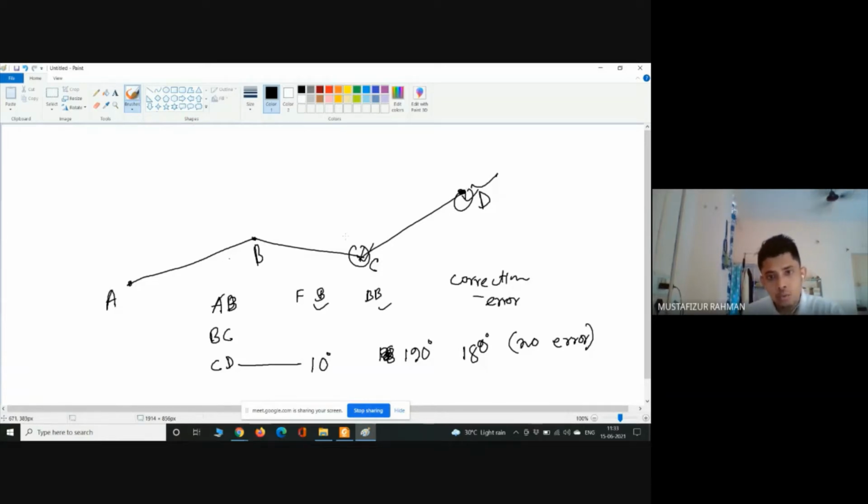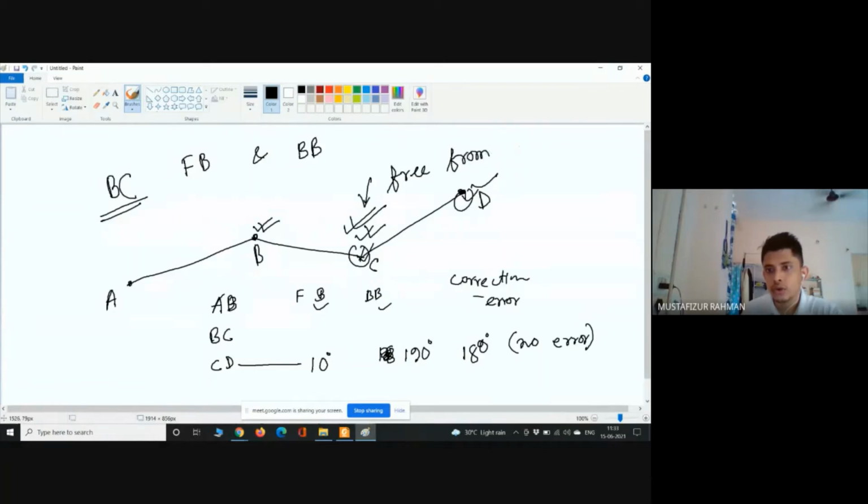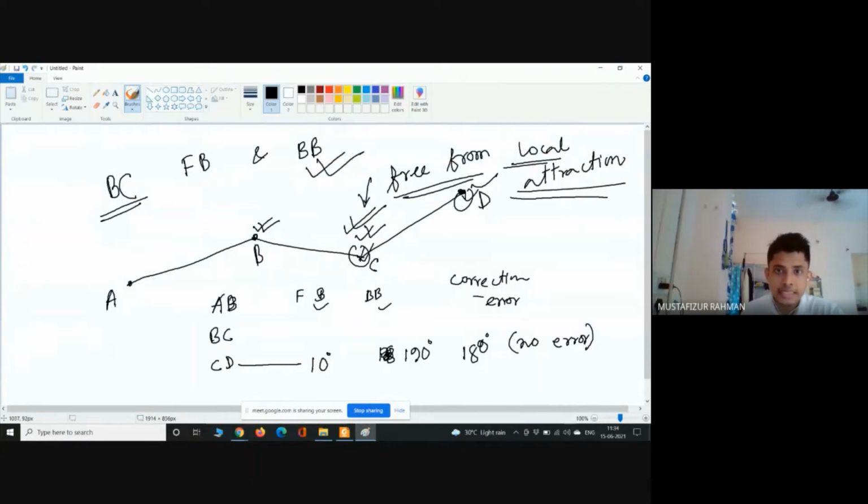Now, when station C is free from local attraction, that means the measurements made from station C must be correct. Now, take the example of the BC line. In the BC line, we calculated forward bearing and we also calculated back bearing. When we calculated forward bearing, we calculated from B point. When we calculated back bearing, we calculated from C point. So since C point is now free from local attraction, the measurements made from C point should be correct. So the back bearing of the BC line, we will consider correct. Why? Because the back bearing was measured from C point and C point is free from local attraction.